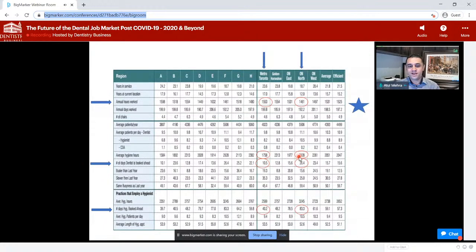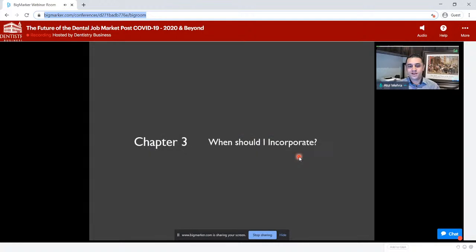So that sort of ends that chapter in terms of finding an associate position, with some tips on how to search for the right position: look at the demographics, look at the area, look at the dentist to population ratio in that area, use that in your search, and move on to chapter 3.